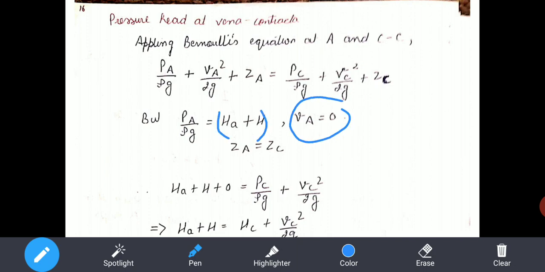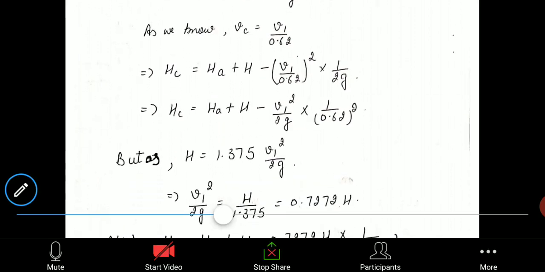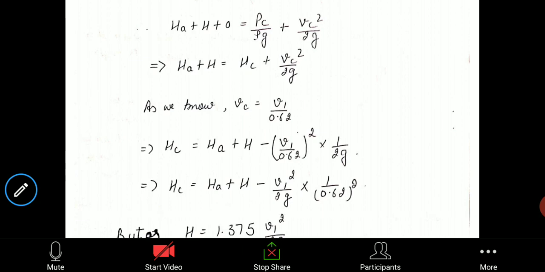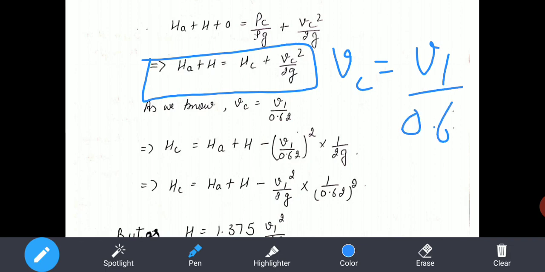Now the velocity at A is 0 because in the tank the fluid is in still condition, and the height of both sections from the datum is the same, so they get cancelled. Putting all these values here, we obtain this equation. Now in the derivation I told you at one point that Vc, the velocity at the vena contracta, is equal to V1 upon 0.62. Substitute this here.